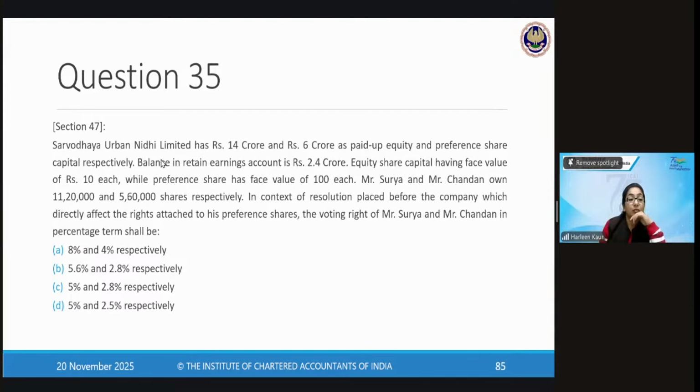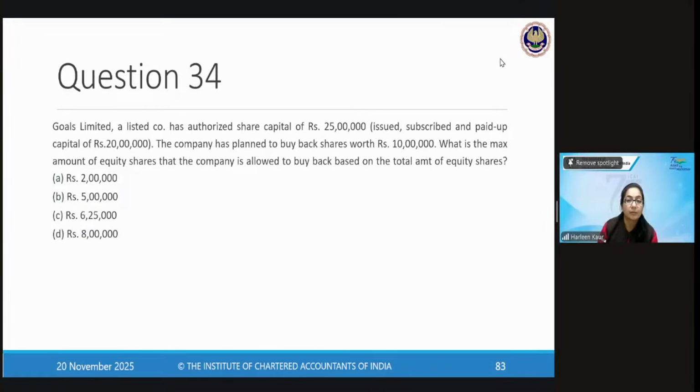All right, section 47. Anyone remembers what was section 47? So issued, subscribed, and paid up. Oh, okay. Wait, children. This is the authorized share capital, and in the bracket, it's given issued and subscribed and paid up share capital of 20 lakhs.